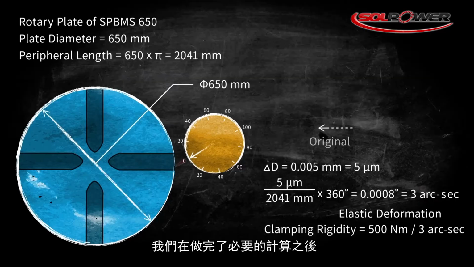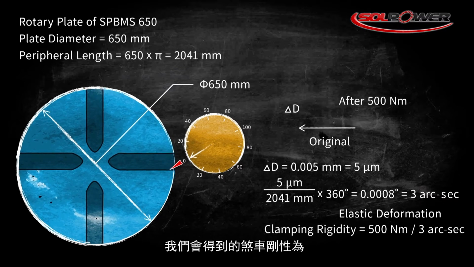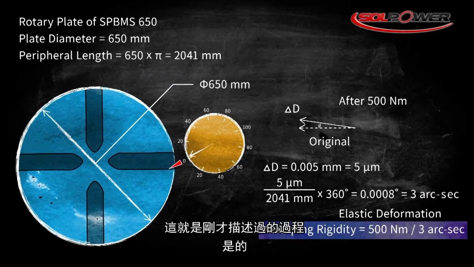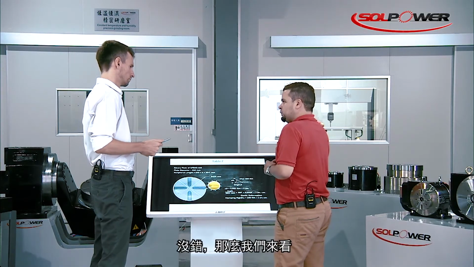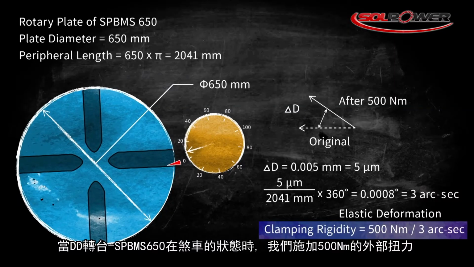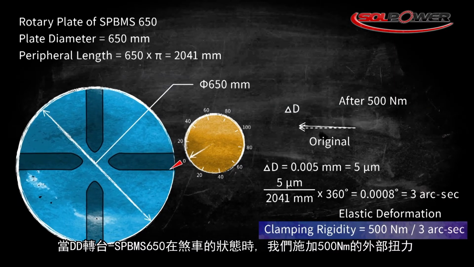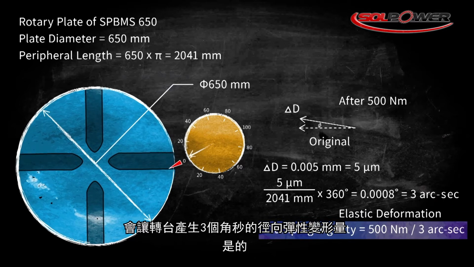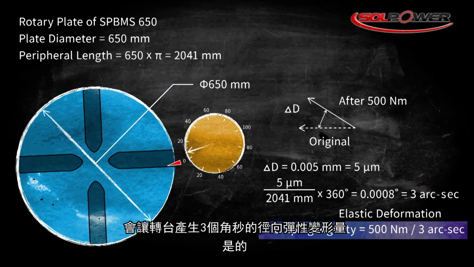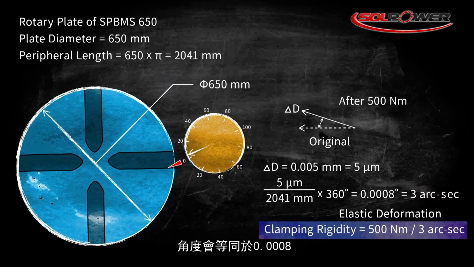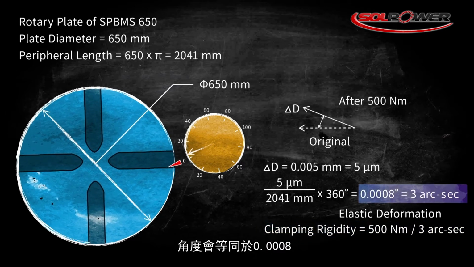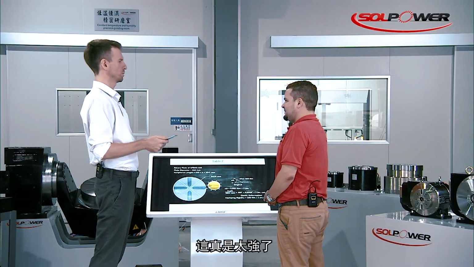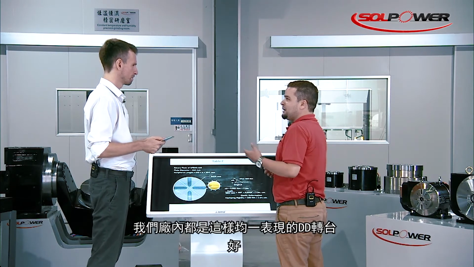As you see here, after we do the required calculation, we get a clamping rigidity of 500 Newton meter per 3 arc second. So that's the process that you just described, right? Yes, absolutely. When we apply a 500 Newton meter torque to the shaft during clamping, the rotor will turn 3 arc seconds. In other words, the angle is equivalent to 0.0008 degrees. Wow, that's crazy. But it's very common when we're talking about the DD rotary table.